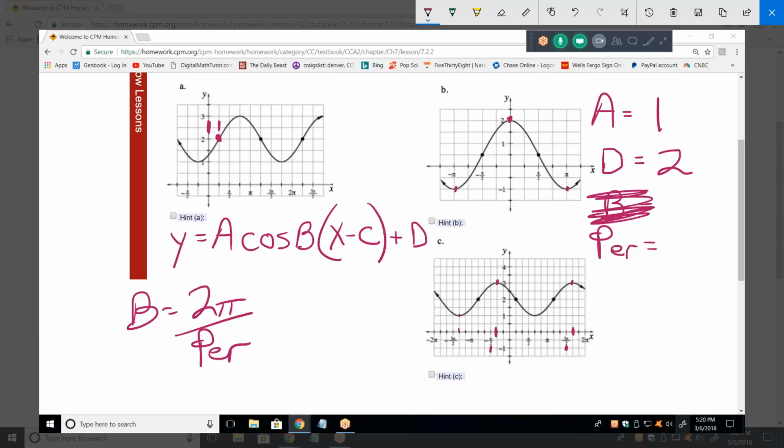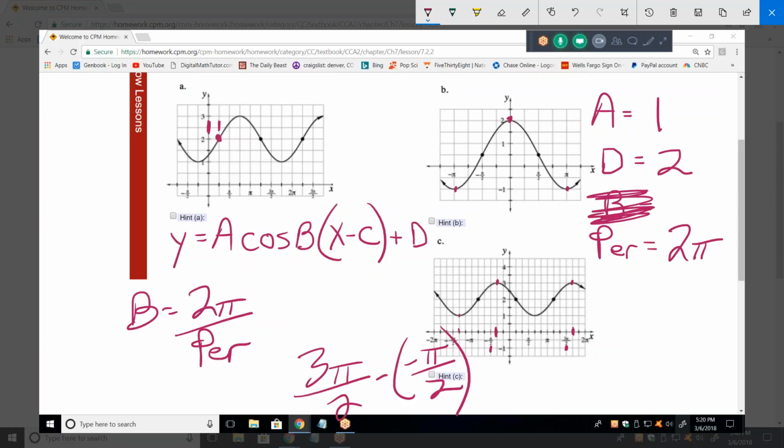Subtract. That's all it is. 3 pi over 2 minus a minus pi over 2. What does that give you? 4 pi over 2, which is 2 pi. So the period is 2 pi.